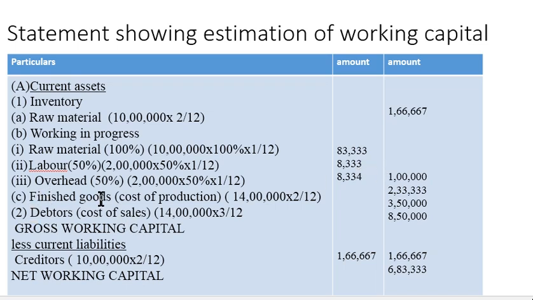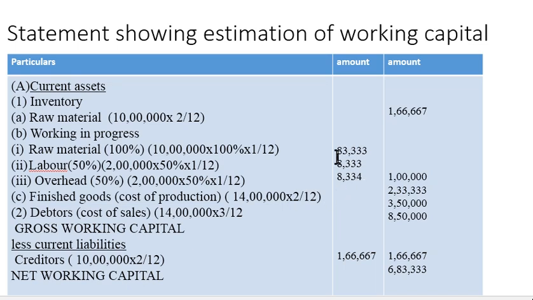Next is overhead. For overhead also we have to assume 50%. The total overhead as we have calculated in the working note, 2 lakh into 50% completion into 1 by 12, you will get 8,334. Here I have rounded off because it is 3333. Here also 3.33 you will get. So I have rounded off here together. It is 4 rupees. Okay.